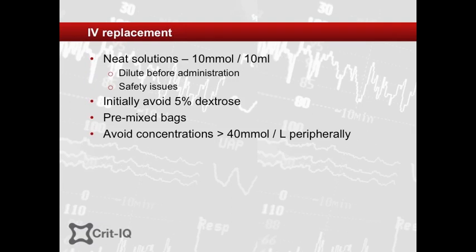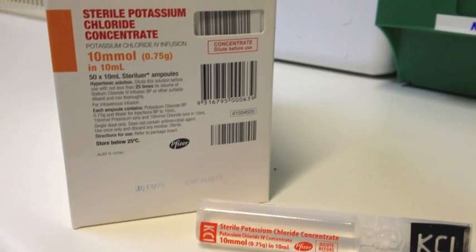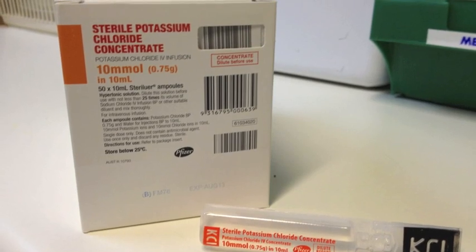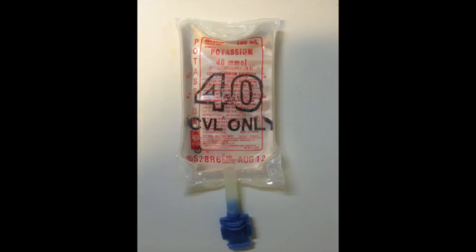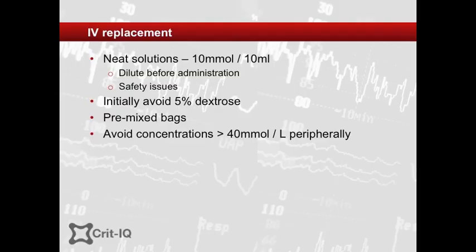Intravenous potassium comes in a variety of concentrations. Concentrated solutions such as 10 millimoles in 10 mLs of fluid are available and should be diluted before administration. These neat preparations are less commonly available now for safety reasons. Intravenous potassium should initially be prepared in crystalloid solution rather than in dextrose, as the high carbohydrate load can contribute to hypokalemia. Pre-mixed bags of diluted potassium are also available. Concentrations higher than 40 millimoles per litre delivered via a peripheral vein can cause pain and thrombophlebitis.